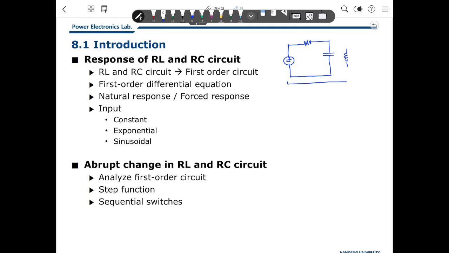So one circuit has only one capacitor or an inductor. In chapter 8, we will discuss how to solve the electric circuit with one capacitor or one inductor. This circuit we call simply the RL circuit or the RC circuit. So this circuit is called the first order circuit.